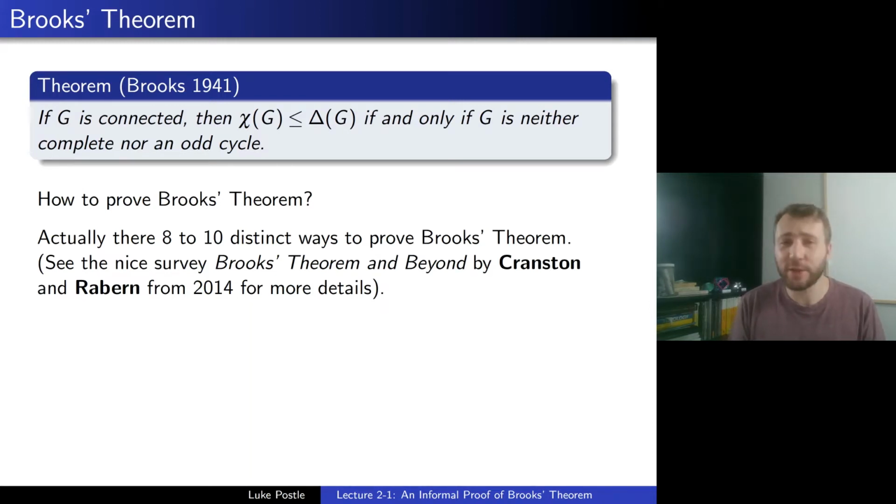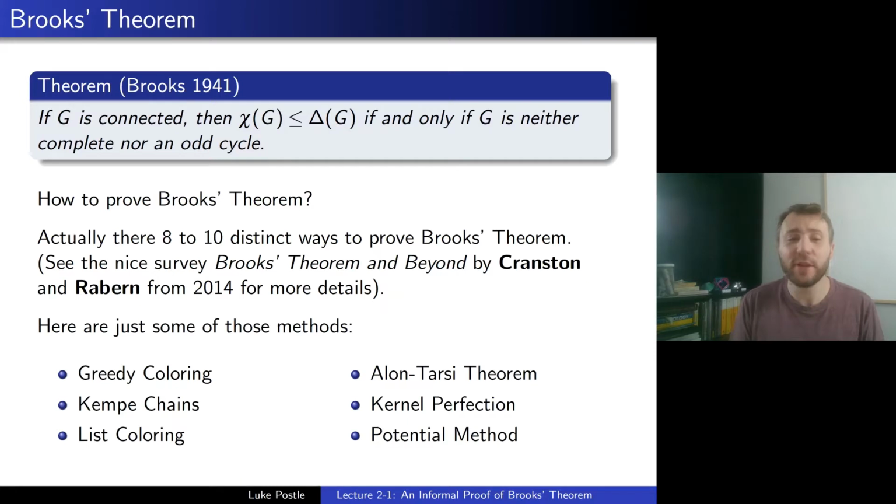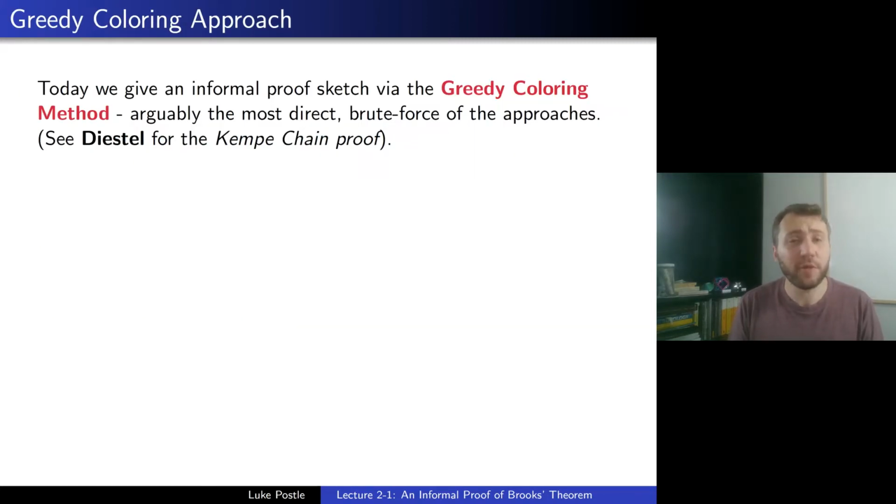Here's a selection of the various methods one could use. Greedy coloring, which is what we'll be using today. Kempe chains, which we'll see next week with Vizing's theorem. List coloring, which you've already seen a bit in the homework and we'll also revisit. The Alon-Tarsi theorem, kernel perfection, or the potential method, just to name a few. So many different ways to prove Brooks' theorem, but today we'll just focus on one: the greedy coloring approach, which we already introduced last week, wherein you order the vertices and greedily color.